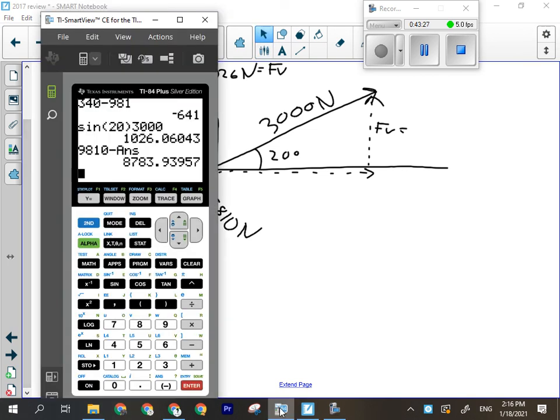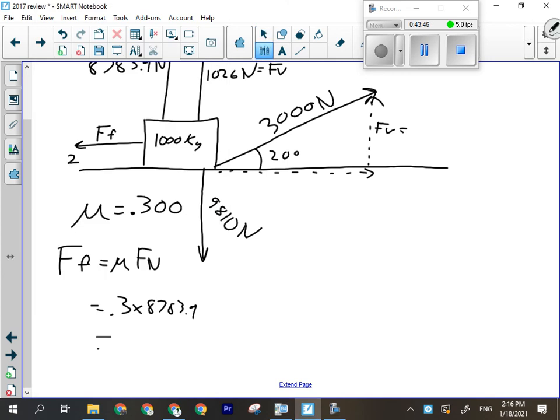8783.9. Okay, so times 0.3. Let's do that again. That times 0.3. All right, so 2,635 newtons. Obviously, I'm keeping all the decimals, but that's my backwards force.